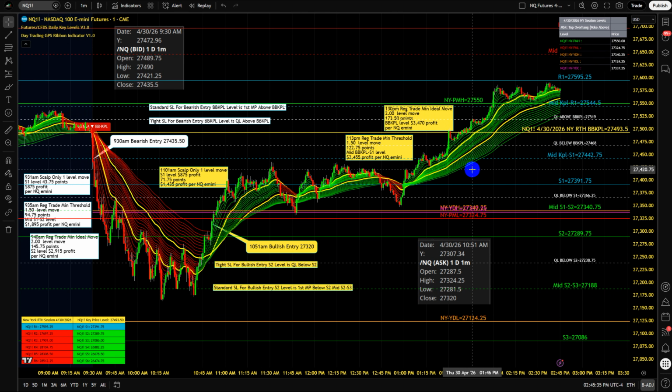Again, there are no contextual levels today. If one of these contextual levels was, say, down in this area here, far enough away from the entry, then you could consider that as a micro scalp exit if you prefer doing micro scalps. But in this session, that is not the case.